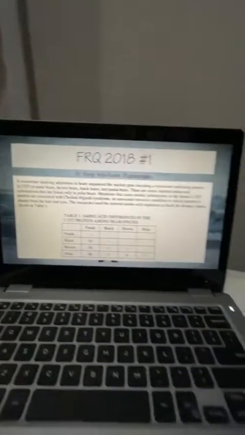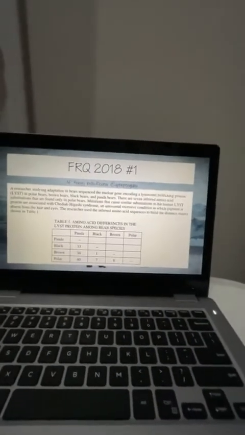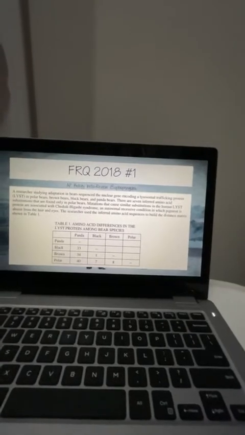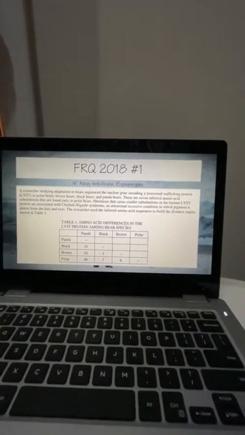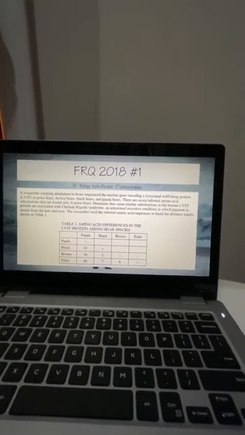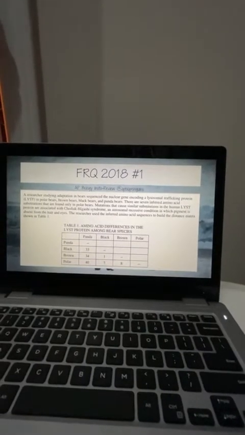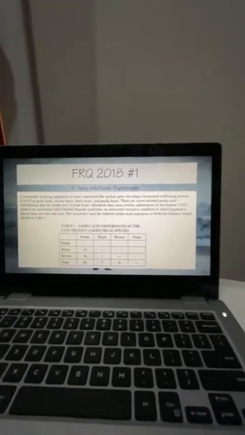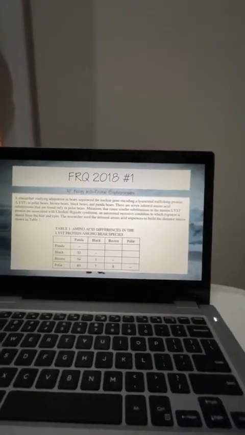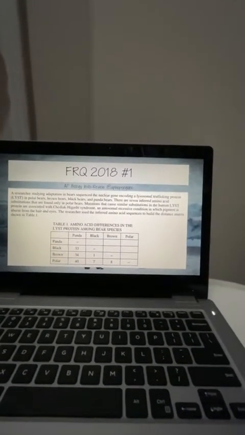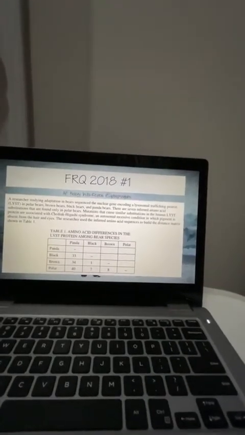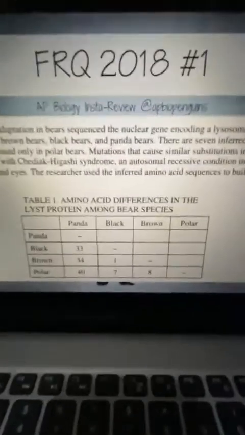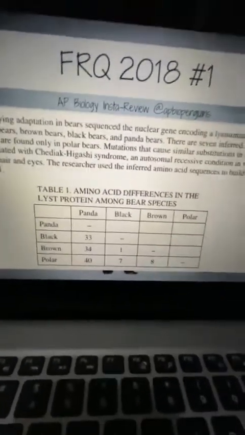So the researcher is studying adaptation in bears, sequencing the nuclear gene encoding a lysosomal trafficking protein, LYST, in polar bears, brown bears, black bears, and panda bears. There are 7 inferred amino acid substitutions that are found only in polar bears. Mutations that cause similar substitutions in the human LYST protein are associated with a syndrome, an autosomal recessive condition in which pigment is absent from the hair and the eyes. Researchers then used the inferred amino acid sequences to build the distance matrix. So here you can see the matrix of the number of differences in those amino acids.